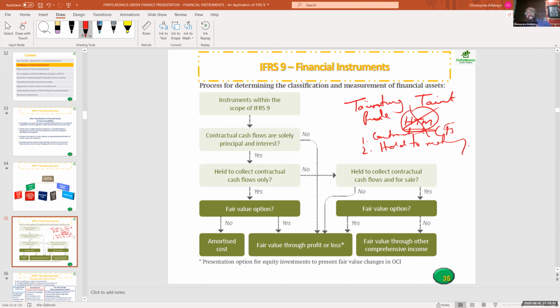But there are exceptions to that rule, so that you can sell without tainting. The conditions are clear. If you sell very close to maturity, or if what is sold is insignificant to the value of the securities in that bucket, or in a third situation, when there is evidence that the entity is going to be declared bankrupt.